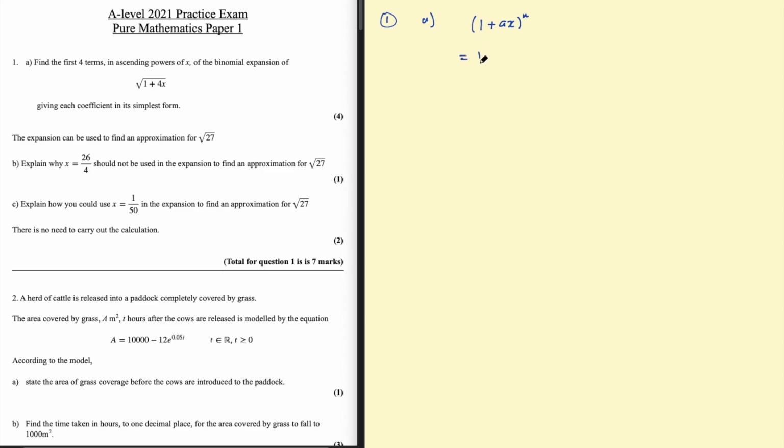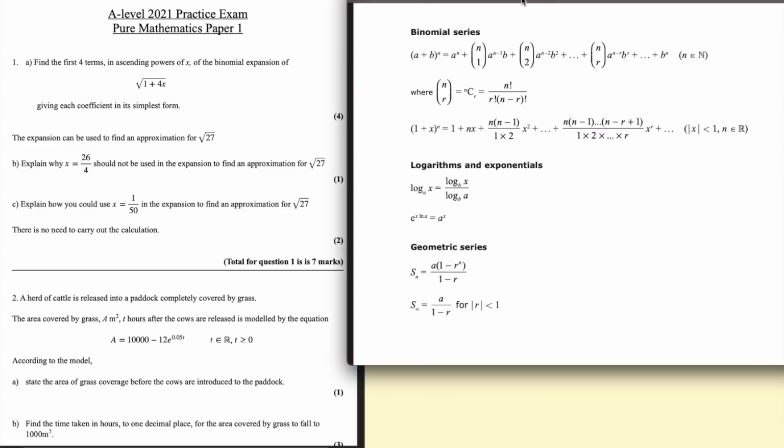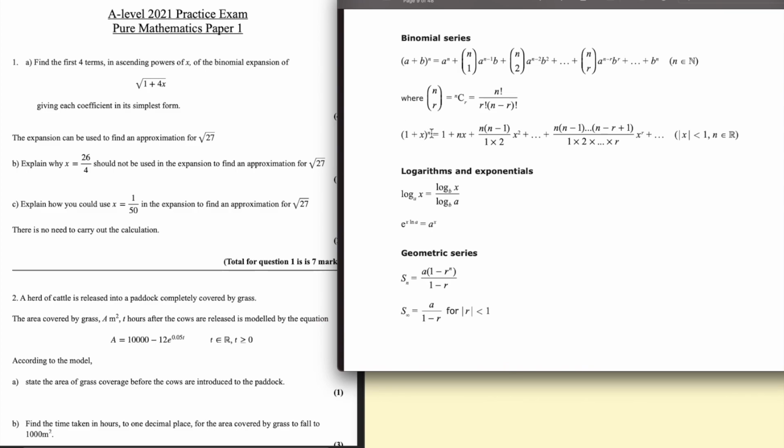And this equals 1 plus n times ax plus n times (n take 1) over 2 factorial ax squared plus n times (n take 1) times (n take 2) over 3 factorial ax cubed, and so on. This is an infinite expansion. And this formula is in your formula booklet, so you don't have to memorize it. Here it is. It's (1 plus x) to the power n.